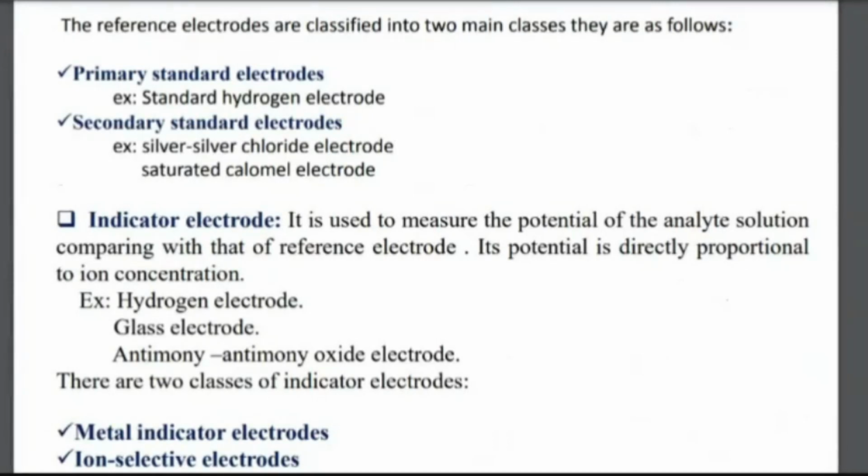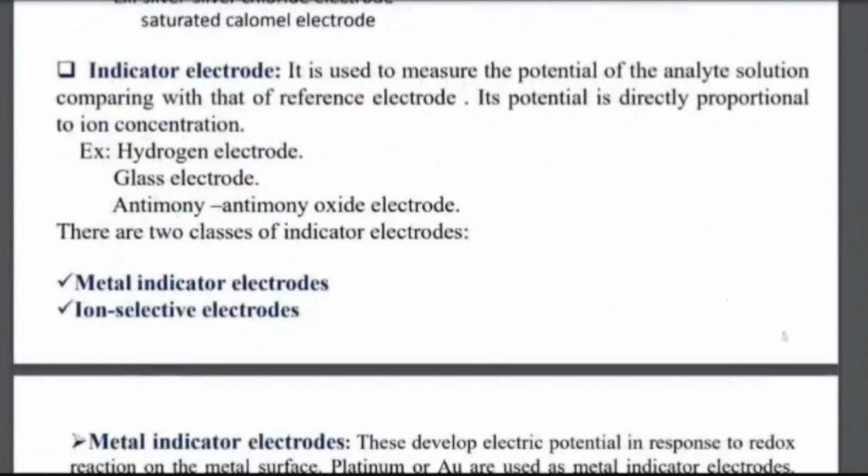And for secondary standard, it has a fixed standard potential. But for this electrode, the potential is always zero, okay? So the next type of electrodes are indicator electrodes. We are done with primary electrodes. Now comes the indicator electrodes.